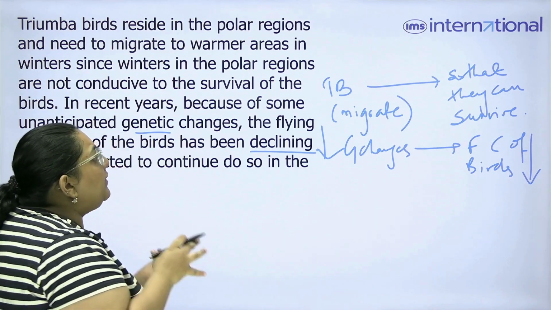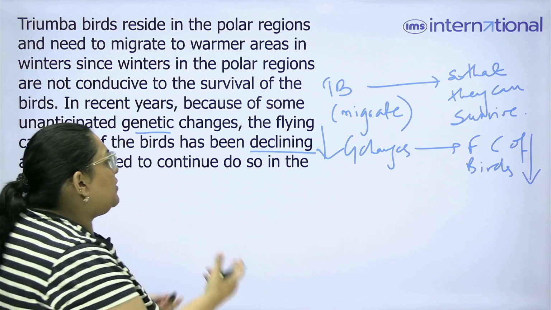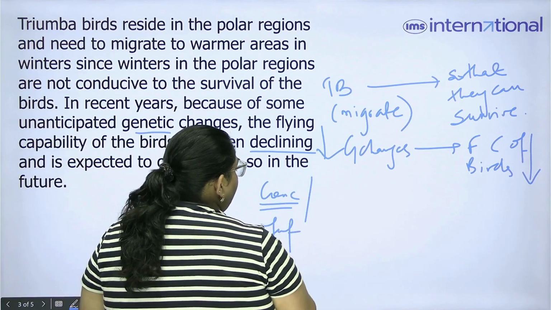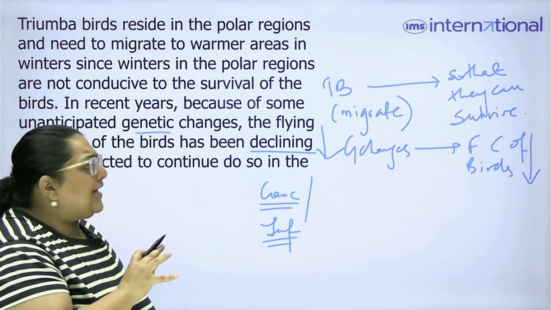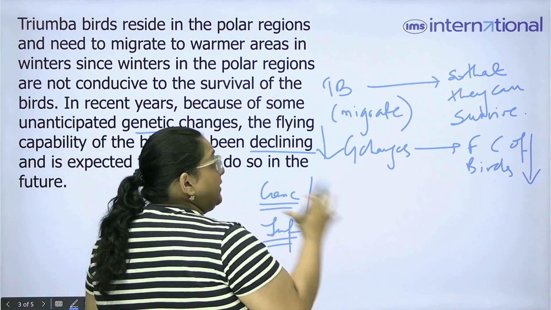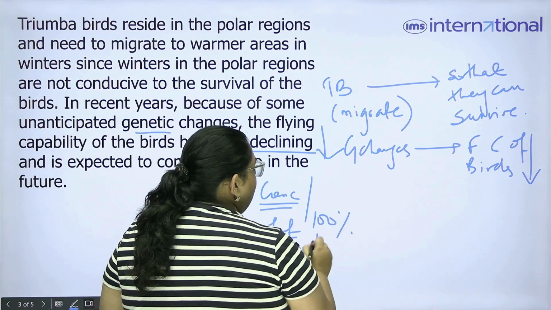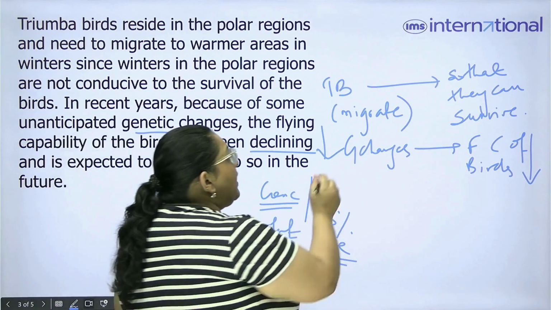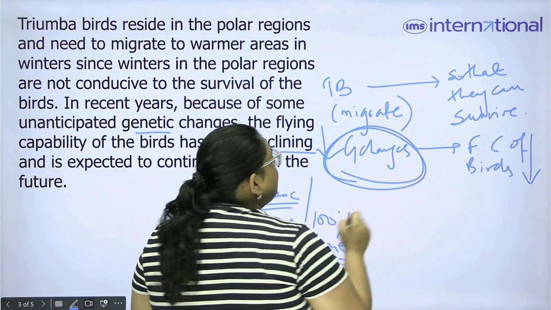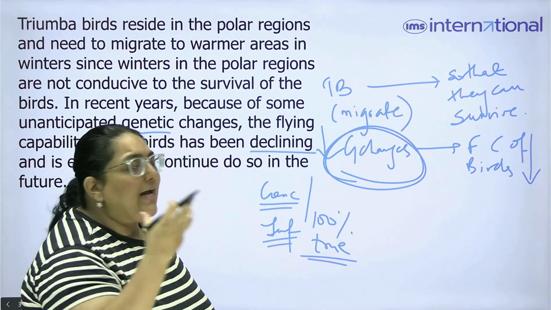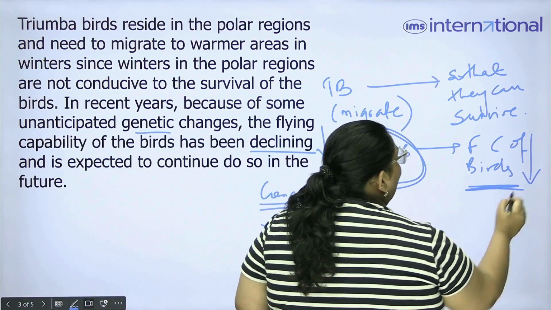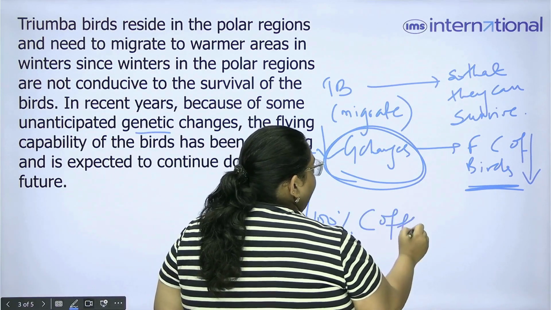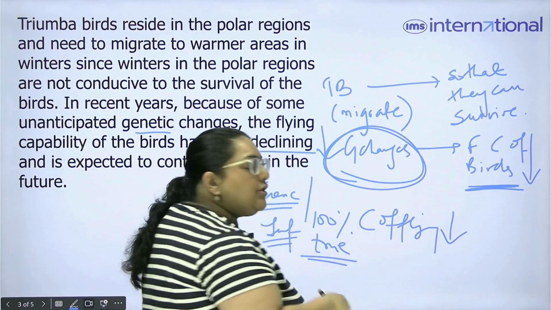So now what can we infer from this information? If I have to infer something from these two facts, what can I say for certain? What can I say without even a speck of doubt? What information is 100% true? That if these genetic changes continue to happen, their capacity to fly is going to decline. And if their capacity of flying is going to decline, what is going to happen?